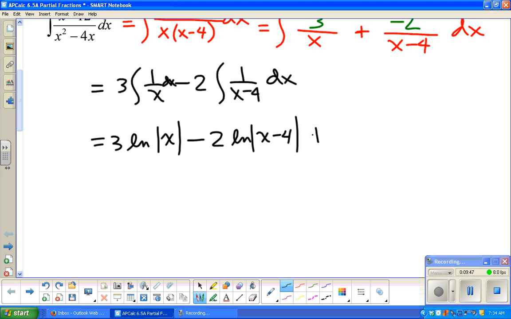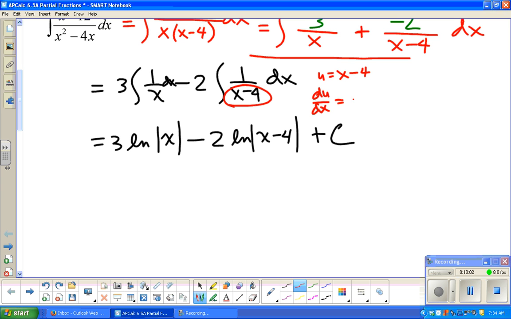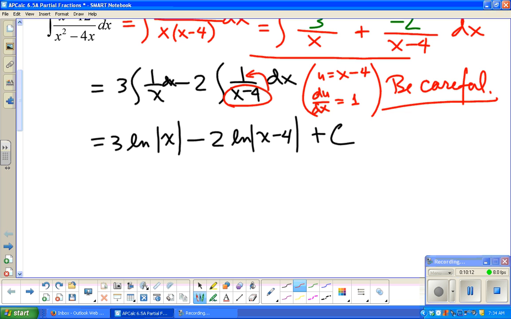Now, quick little reminder, technically what I'm doing is a u substitution here. I'm not writing a lot because I noticed that the derivative of the u would just be 1. So I'm okay with that. If the derivative of this was going to be something else, then I'd be a little more careful with my u substitution there. Okay, so this is done.